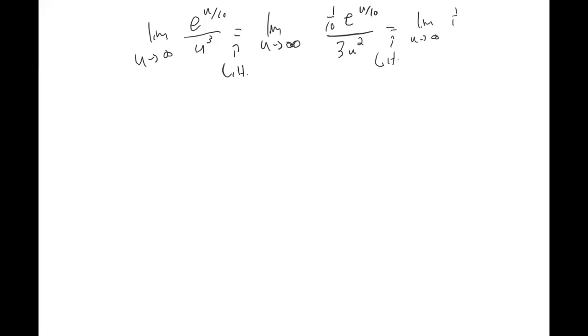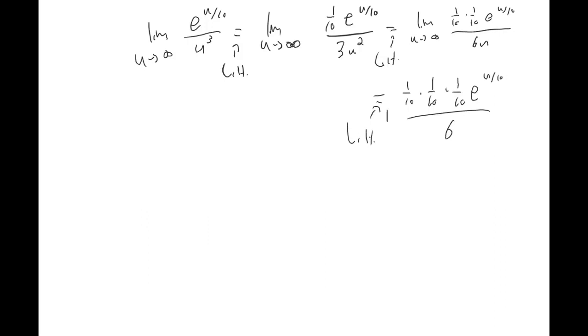Hopefully you see the pattern. So it's 1 over 10, 1 over 10, e to the u over 10. This thing becomes what? 6u, right? Now, again, if I plug in infinity for u, I still get infinity over infinity. So L'Hopital gives me 1 over 10 times 1 over 10 times 1 over 10 e to the u over 10 over 6. Now we get something good. So limit u goes to infinity, right? Now I get infinity over a fixed number. So what is that?